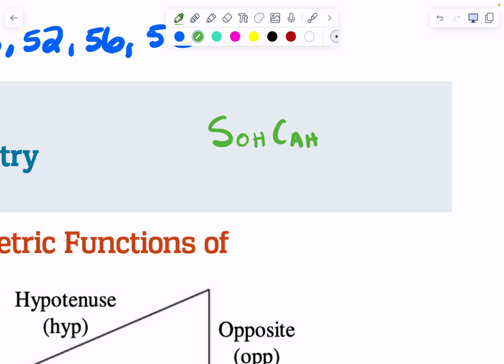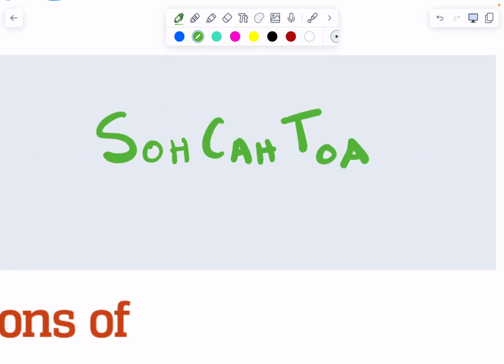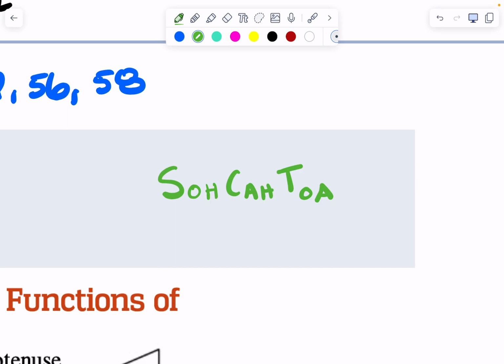SOHCAHTOA. They're going to talk about him in a little bit. SOHCAHTOA tells you which sides you are looking at for each trig function. So sine is opposite over hypotenuse, cosine is adjacent over hypotenuse, tangent is opposite over adjacent. Got it? We remember this from algebra 2 and geometry.